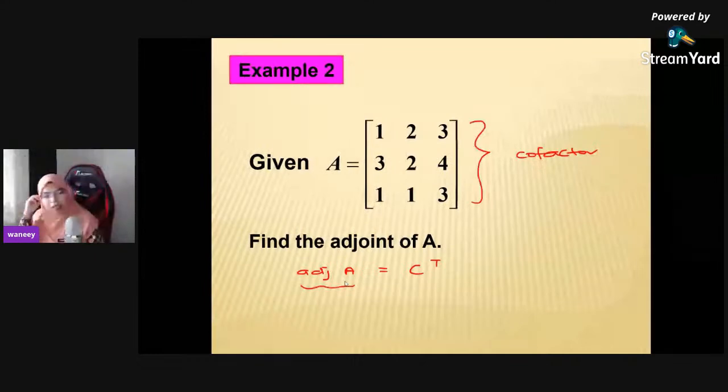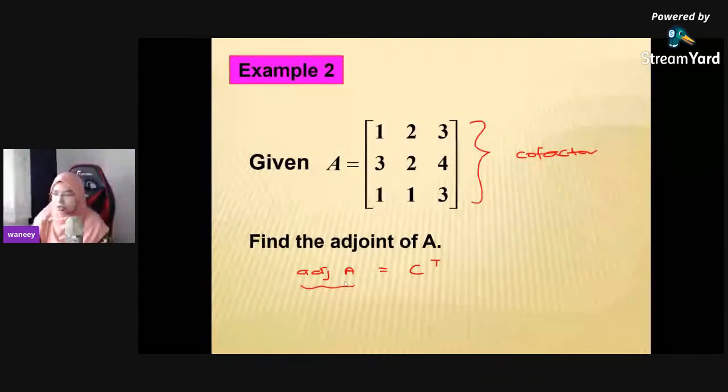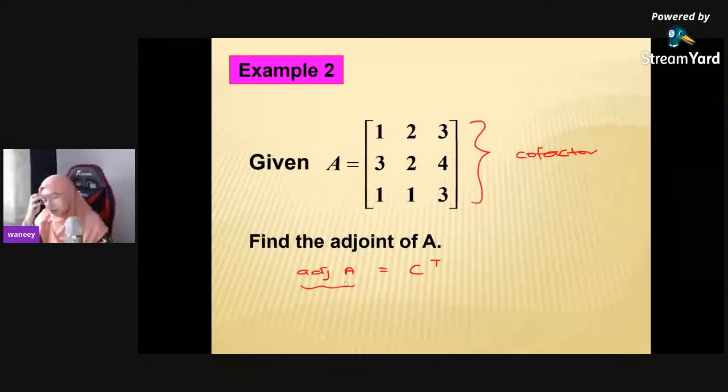Calculate the cofactor carefully, everyone. When you calculate the cofactor, be extra careful, especially when you are deleting the row and the column. Make sure it is the correct row and the correct column. And when you multiply, again be careful if you have the minus sign.